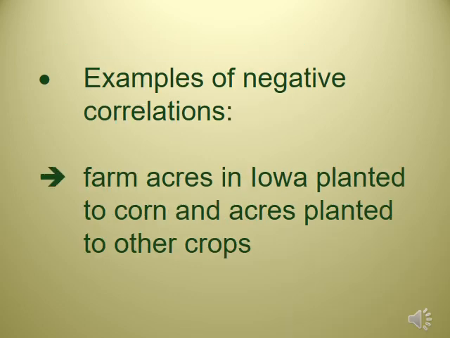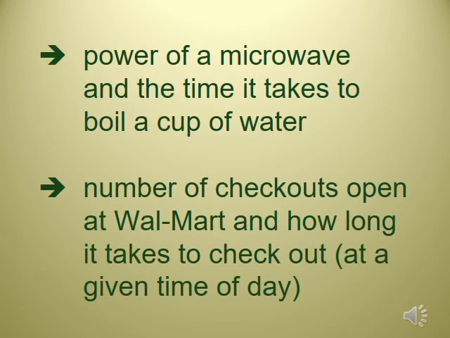A negative correlation that a lot of people here in Iowa can relate to is how many acres you plant to corn and how many acres you plant to beans. Typically, when one crop has more acres planted to it, the other one has less. And so, this year, if prices for corn tend to be really low, you might see more acres that are planted in beans. Here's some other negative correlations.